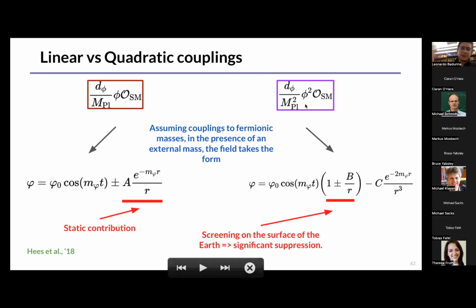If, however, one takes quadratic couplings, then there is significant screening on the surface of the Earth. And this arises precisely by solving the Euler-Lagrange equations for the system. So this means that, as opposed to linear interactions in a scalar field and standard model operators, in the case of quadratic couplings, we would expect the effect to be extremely suppressed. And indeed, I will not, therefore, be talking about quadratic couplings here.